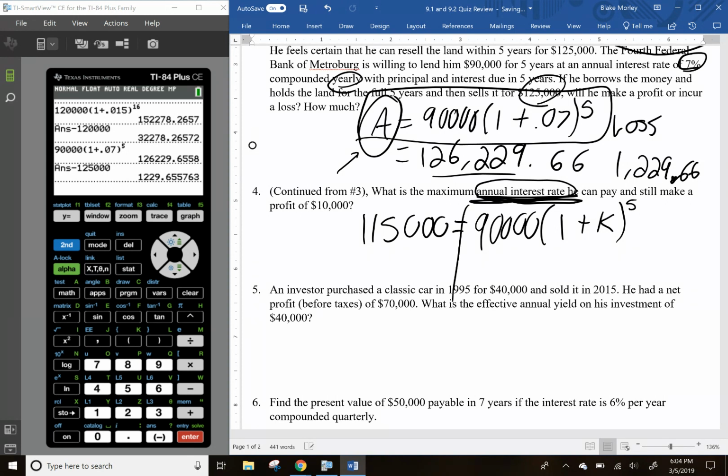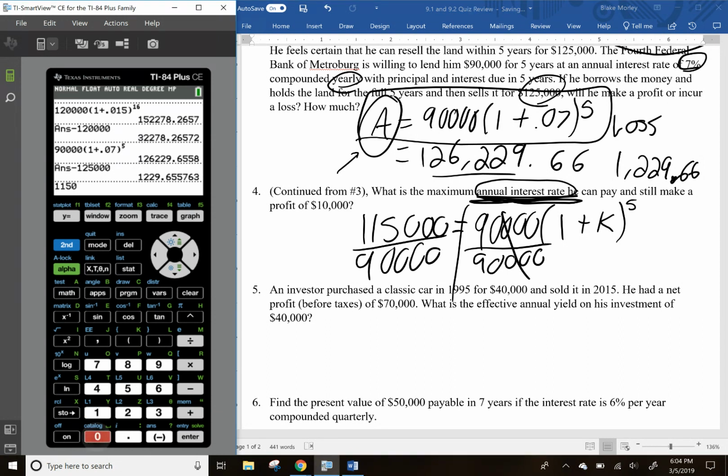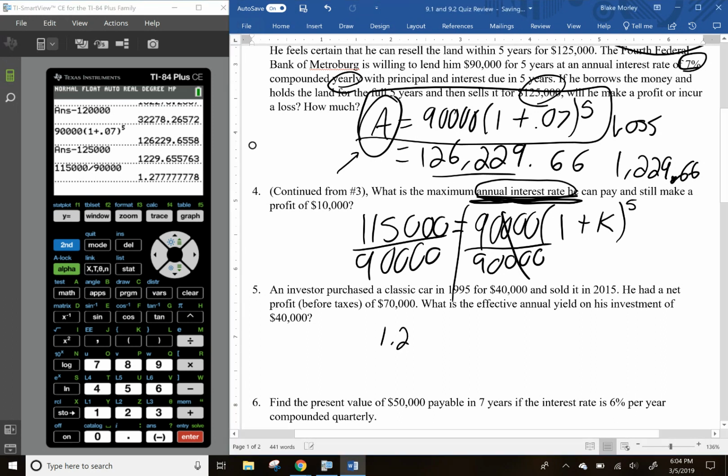So if we treat this like a regular algebra problem and solve for K, then we're going to have to divide the 90,000 from both sides. So if we take 115,000 divided by 90,000, we're going to get 1.2777. I'll go ahead and just write that in as 1.278 because the 777 will round up to 8, equals the 1 plus K to the 5th power.